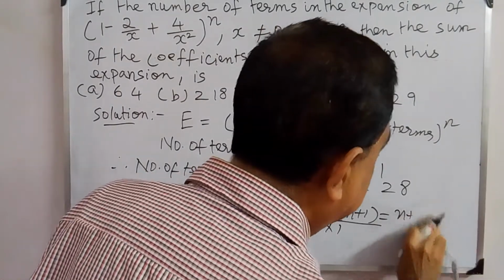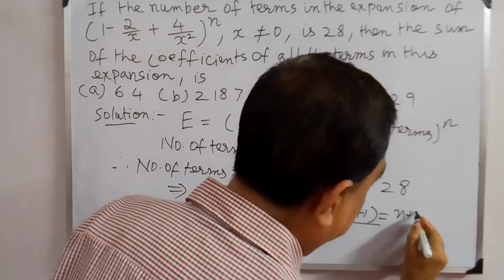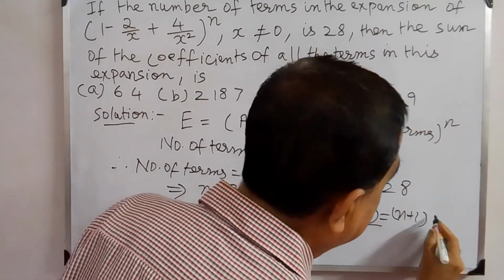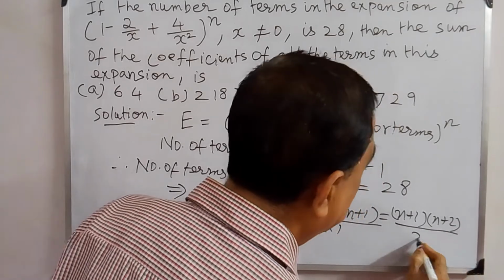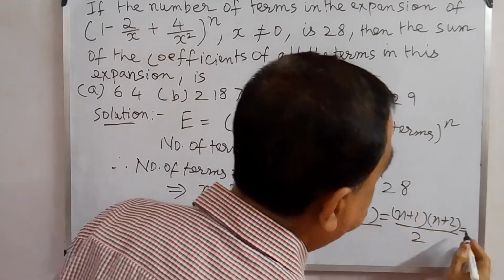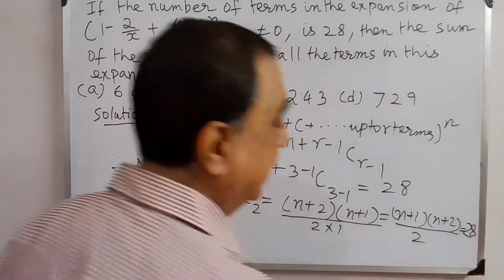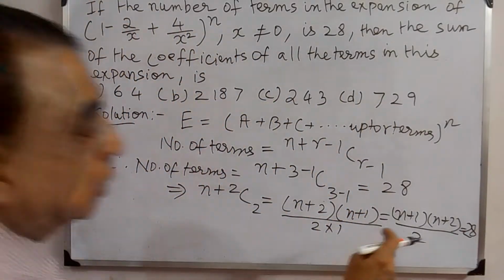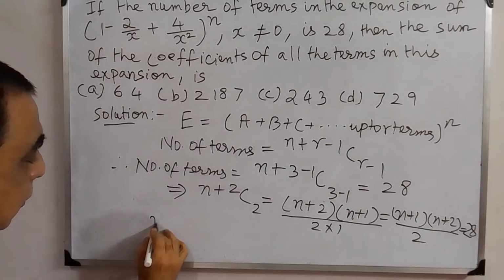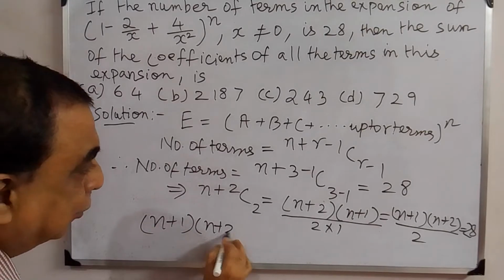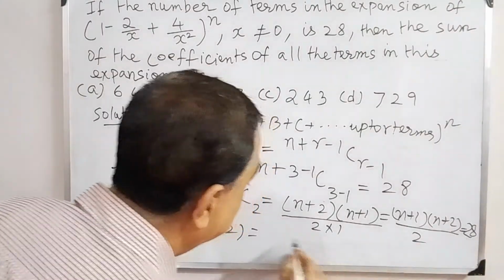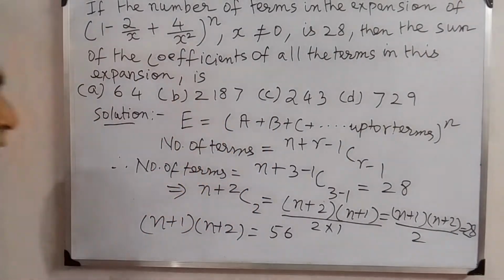So we will get, I am writing n plus 1 first, into n plus 2 divided by 2. According to the question, it is equal to 28. Now cross multiply. So we are getting n plus 1 into n plus 2 is equal to 2 into 28, which is 56.